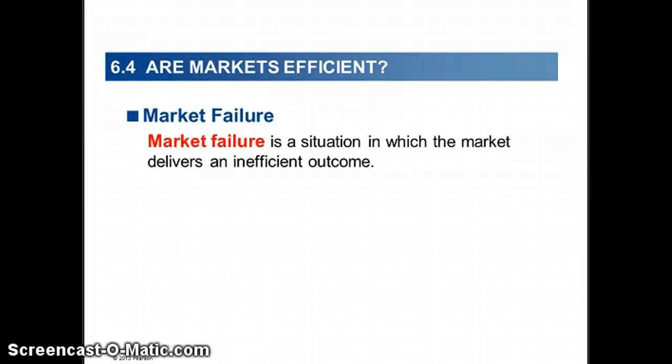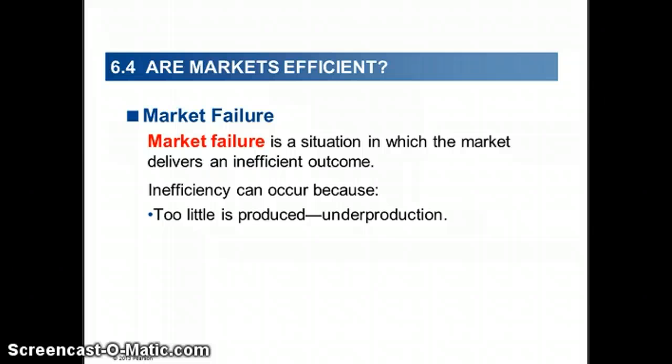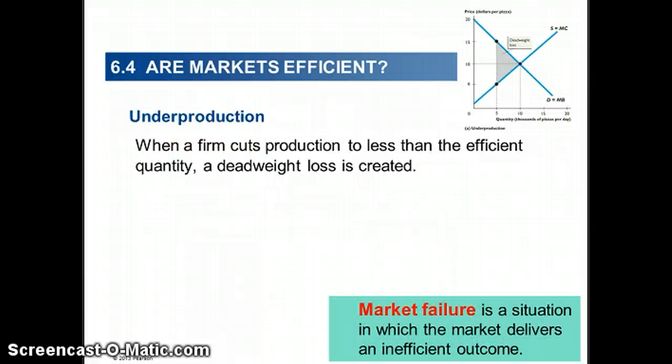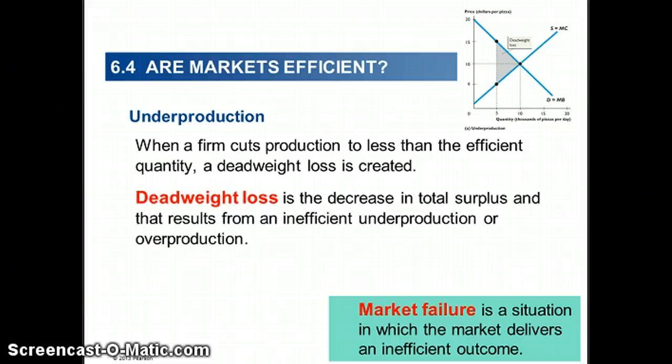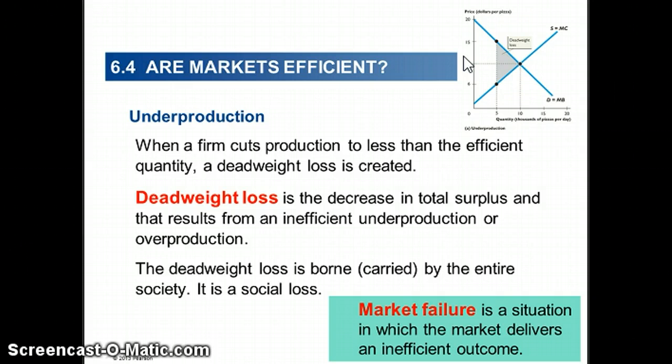Every system has its failures, and there could be inefficient outcomes. If I overproduce or underproduce, if I produce too little, I'm underproducing, and too much, I'm overproducing. When that happens, a deadweight loss is created, and that's the gray triangle over here. The deadweight loss is borne by the entire society, and it's a social loss.